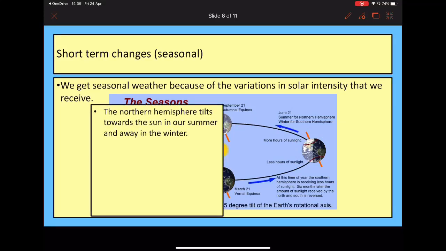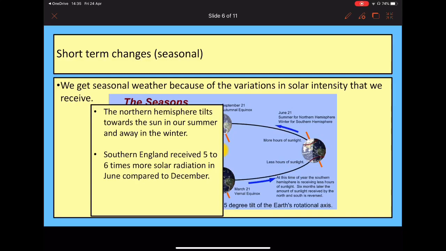So the northern hemisphere tilts towards the sun during our summer and away in the winter, as I say. Southern England receives 5 to 6 times more solar radiation in June than in December. So it's quite a significant difference in how much solar radiation we're receiving. And as I've mentioned, in terms of the water cycle, we're therefore going to see less evaporation from the surface. But we're still going to see quite a lot of precipitation, largely because the dew point will be quite low at this time of the year, and so clouds will form very easily.